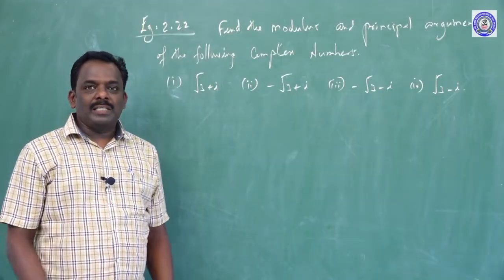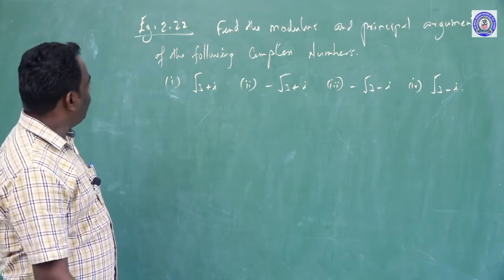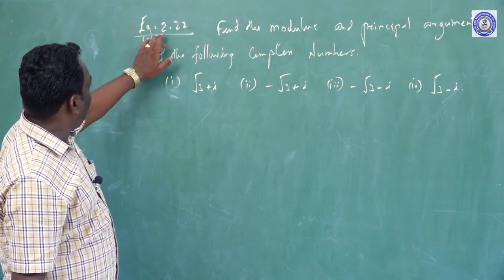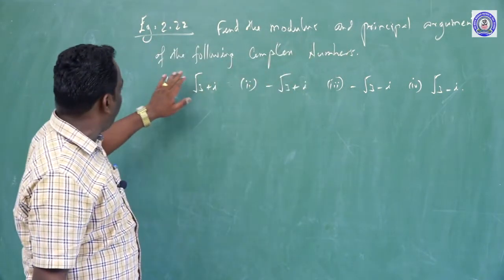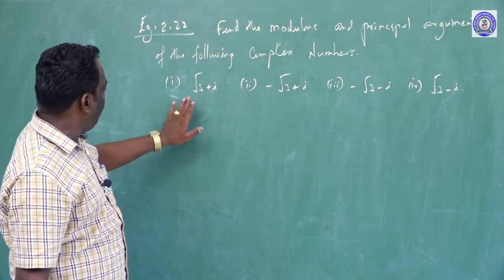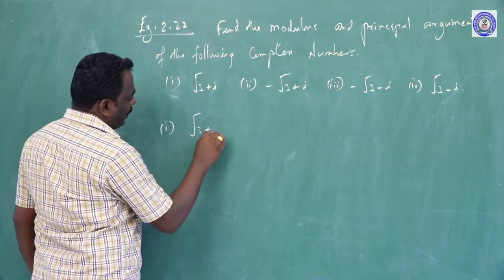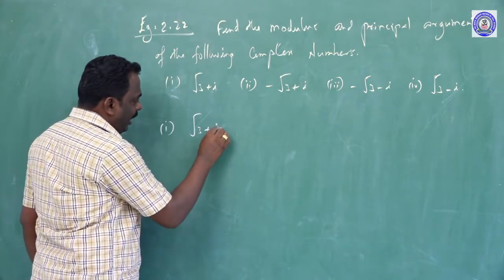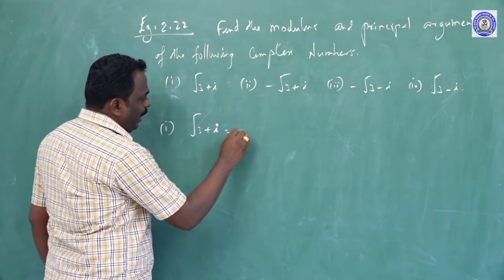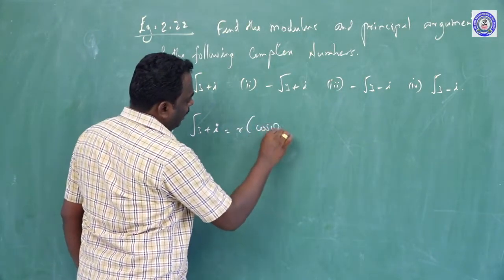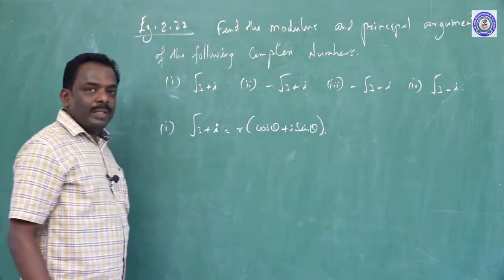Okay, based on the polar form of a complex number, we can discuss some sums in the exercise. Example 2.22: find the modulus and principal argument of the following complex numbers. The first one is root 3 plus i. Now we know the polar form, which is defined by r into cos theta plus i into sin theta.